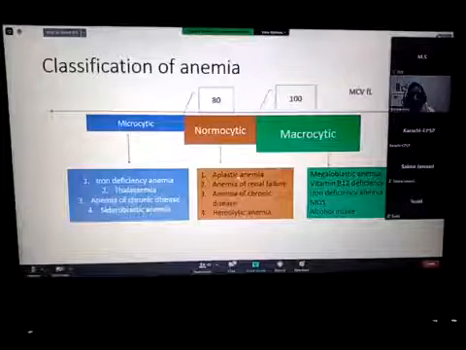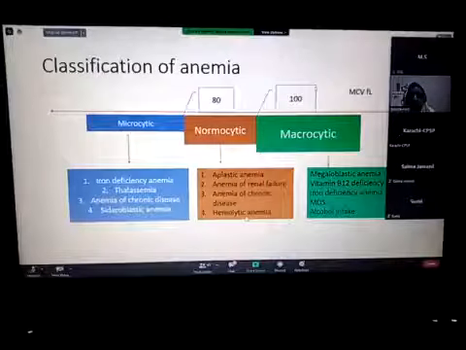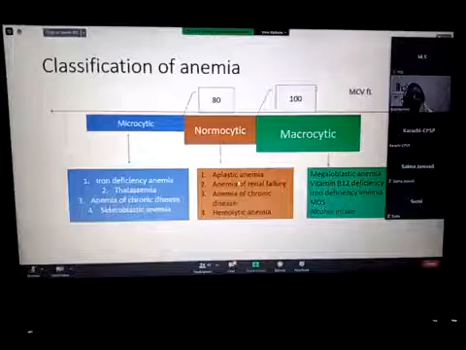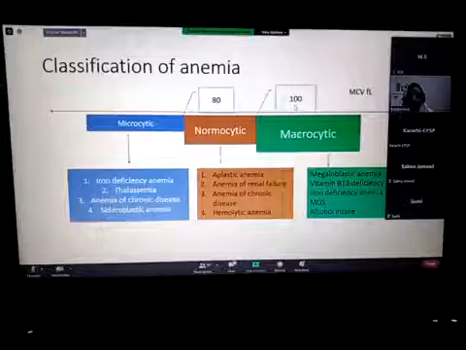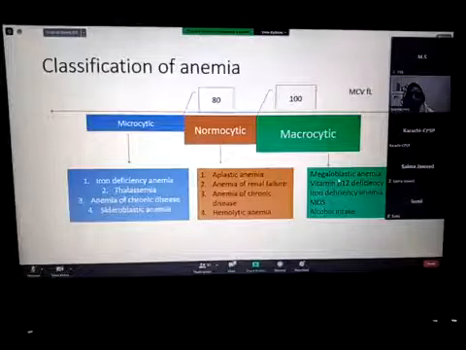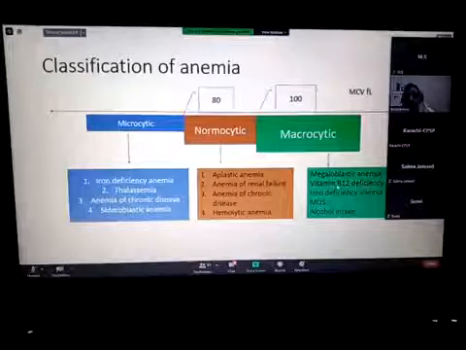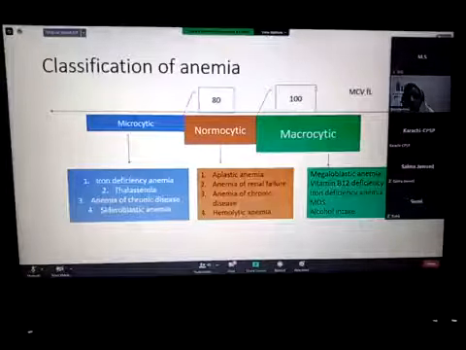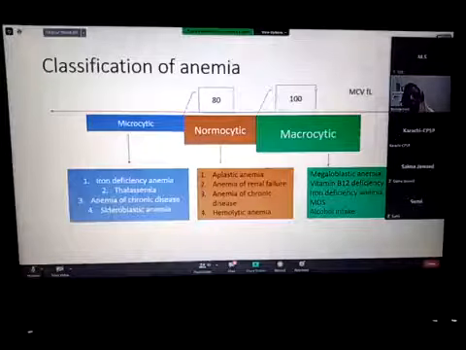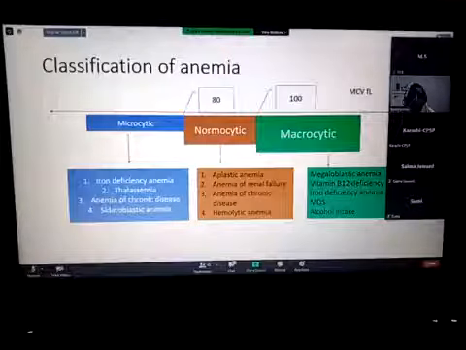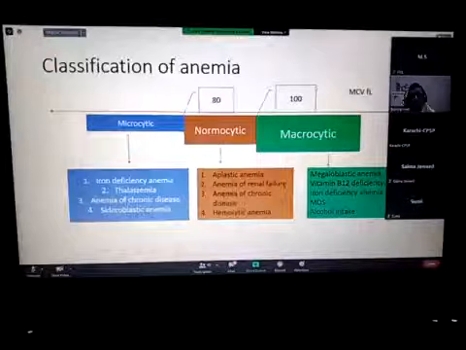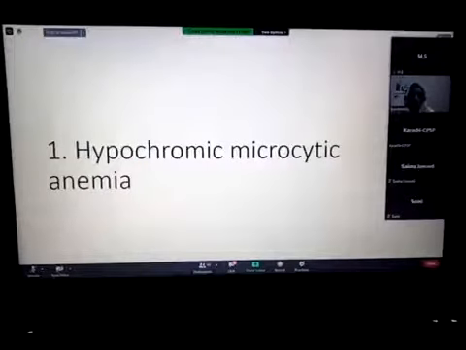Then among the normocytic anemias, we have various anemias. I will do in more detail the aplastic anemia and hemolytic anemia because these are common and you should know more about these. Then we have macrocytic anemia where the red cell MCV is more than 100 femtoliters. They are large cells. That's why it's called megaloblastic anemia. The classical examples are vitamin B12 and folate deficiency. Then myelodysplastic syndrome, alcohol intake and hypothyroidism are other examples where a patient can suffer from macrocytic anemia. So we will take first hypochromic microcytic anemia, which is the commonest anemia not only in Pakistan but globally.